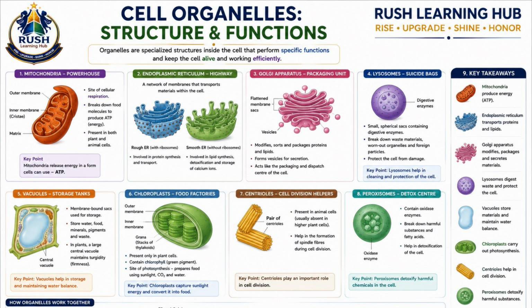This energy is stored in the form of ATP, which stands for adenosine triphosphate. ATP is often called the energy currency of the cell because it provides energy for all cellular activities. Without mitochondria, cells would not have sufficient energy to perform their functions. An interesting fact about mitochondria is that they contain their own DNA and can replicate independently within the cell.